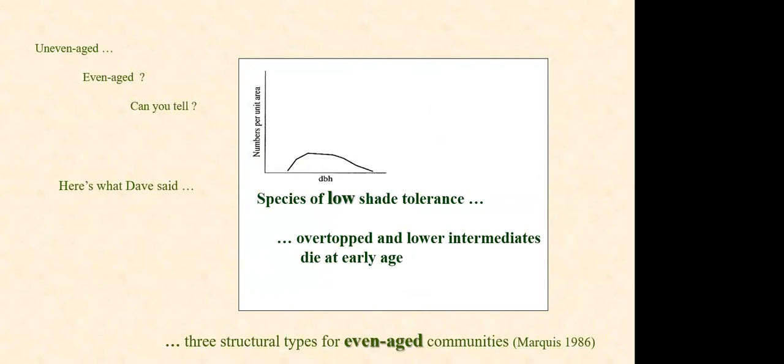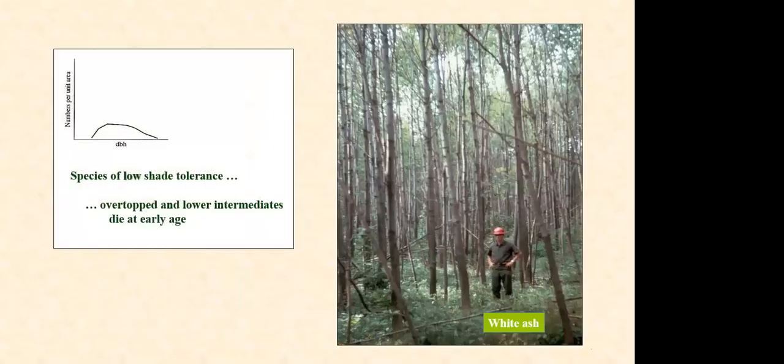It applies to stands of very low shade-tolerant species, where the overtopped and the intermediate trees died at an early age. So communities of white ash, of black cherry, of red pine, of aspen, shade-intolerant species will have this bell-shaped type of distribution. Old even age stands of other communities may have it too, but they're really old stands.